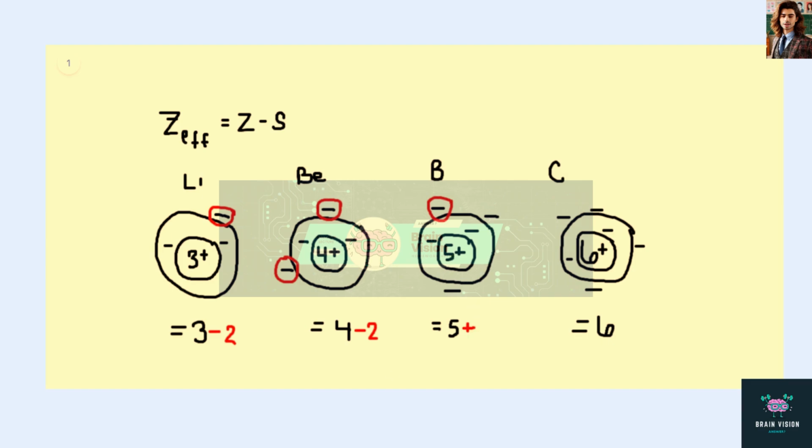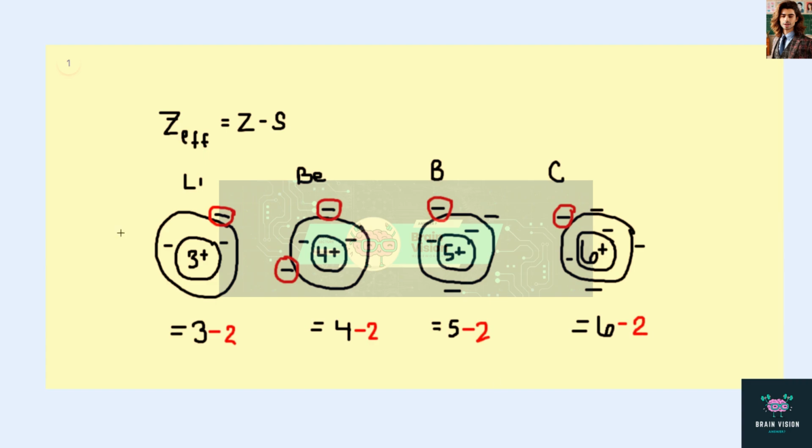So let's fix that, subtract 2 as well. And then with carbon, this outer electron is also blocked by the 2 inner electrons, which are shielding it from feeling the total of the 6 protons in the center. So we subtract 2 for the shielding electrons.